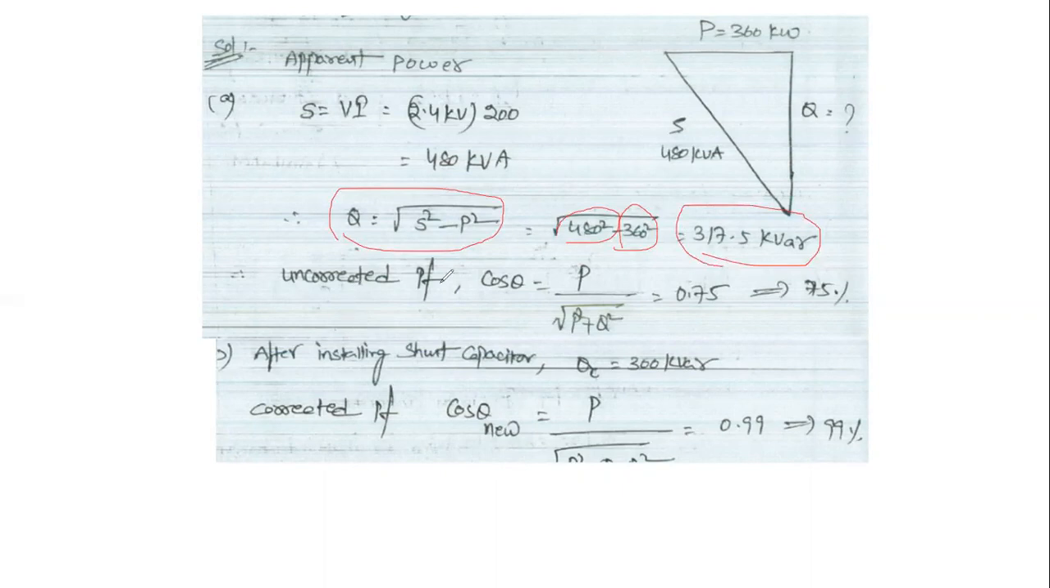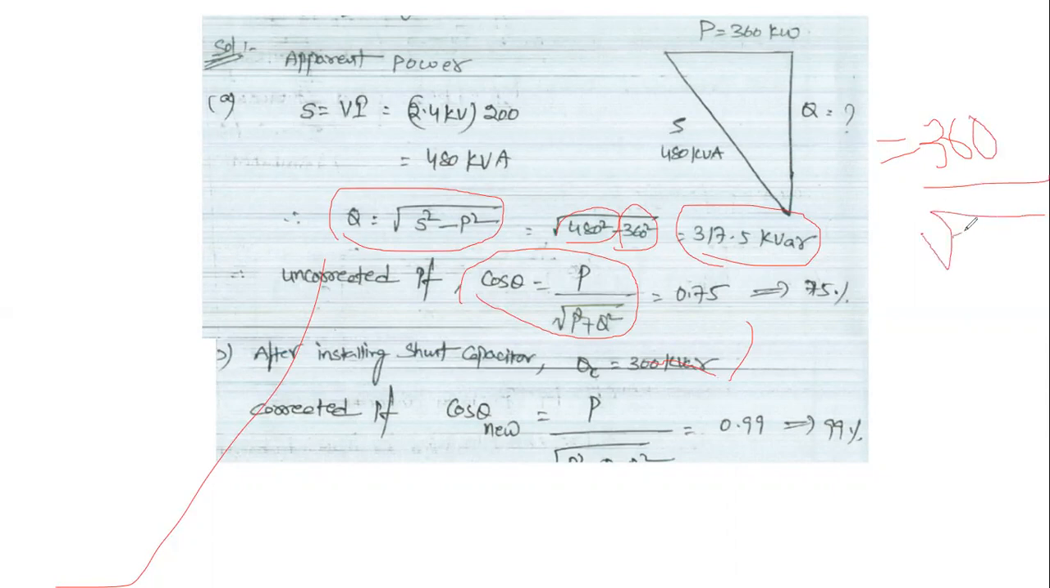Therefore, the uncorrected cos theta. What is the formula for cos theta? Cos theta is equal to P by root of P square plus Q square. In this case, what is the P value? That is 360 kilowatts, divided by root of P square plus Q square. What is the P square value? That is equal to 360 square.